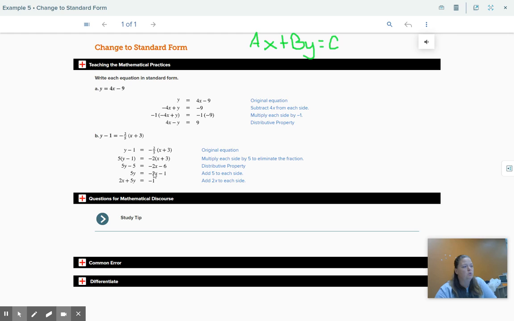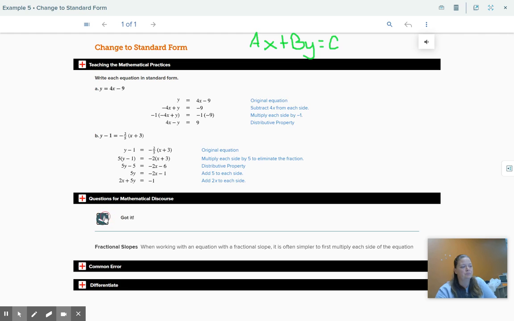So now we are to the point where we can start getting all of the variables to one side and all the constants to the other. So we're going to add 5 to both sides. That gives us 5y on this side and negative 2x minus 1 on this side. And then we'll add 2x to both sides. That gives us 2x plus 5y equals negative 1.